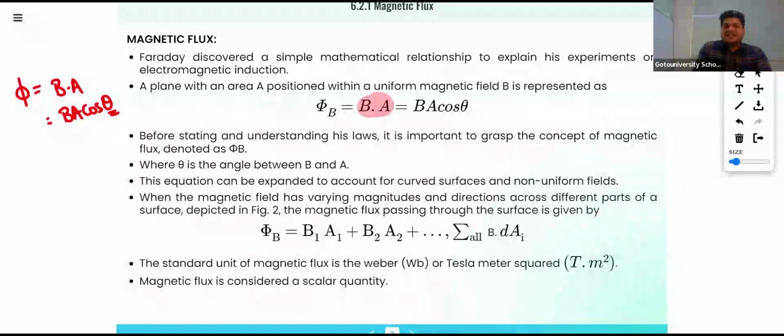And what is this theta? Theta is the angle between A and B. Now my question is, if you want maximum flux, what should be the angle between A and B? I repeat the question. If you want the maximum flux, what should be the angle between A and B?